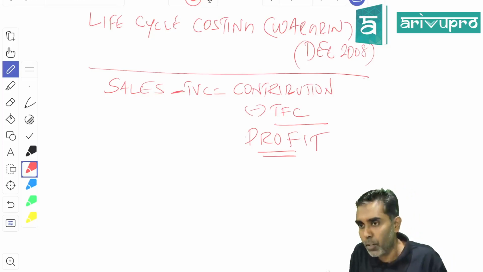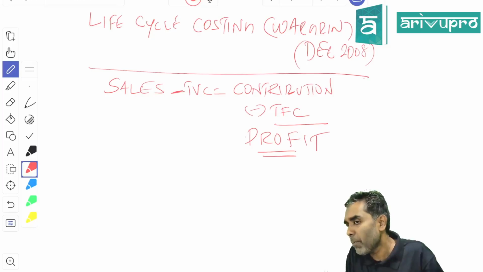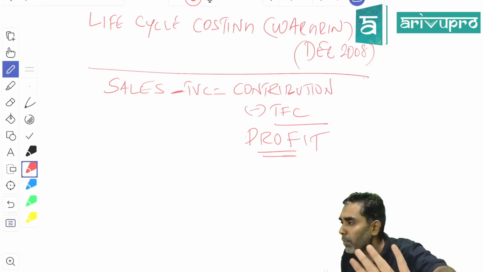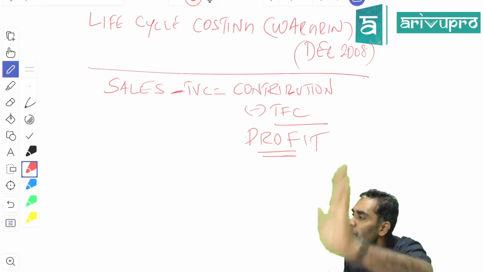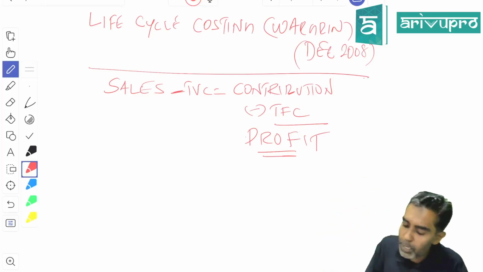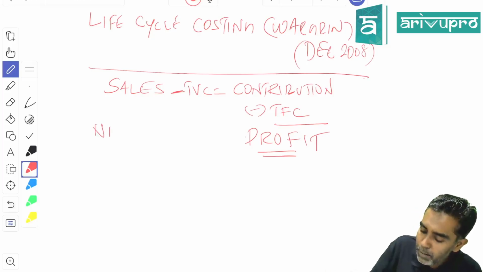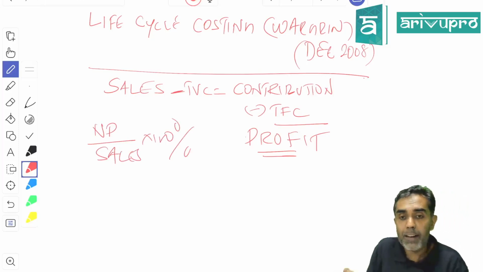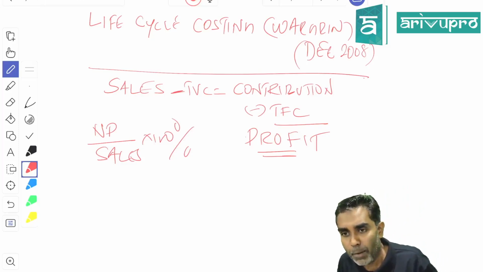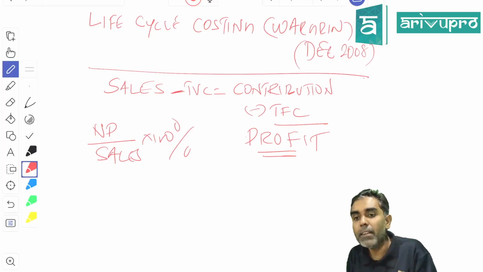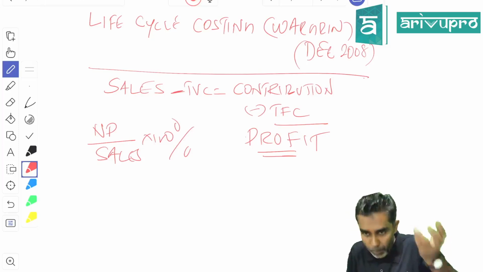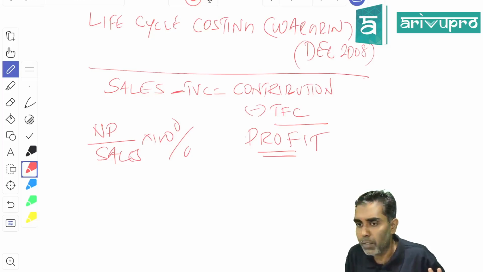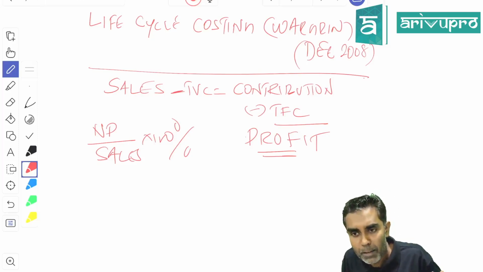The net profit margin ratio. You should know what is meant by net profit margin ratio. That is not covered in management accounting, so I can't teach you that part. It is already done in the basic part of financial accounting. How to calculate net profit margin? Net profit divided by sales times 100. That is the net profit margin. From your sales, the net profit being generated is known as the net profit margin. Is that understandable?